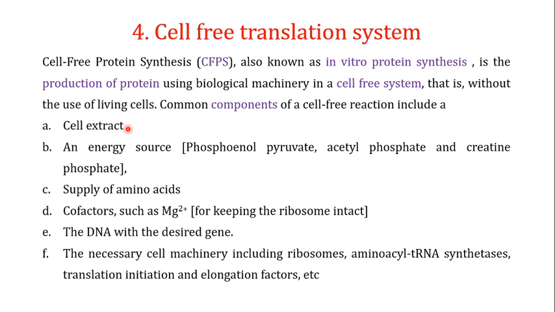Now the common components of a cell-free reaction include cell extract. Of course you need a cell extract, and you need an energy source. The energy sources commonly used in the cell-free translation system are phosphoenol pyruvate, acetyl phosphate, or creatine phosphate.